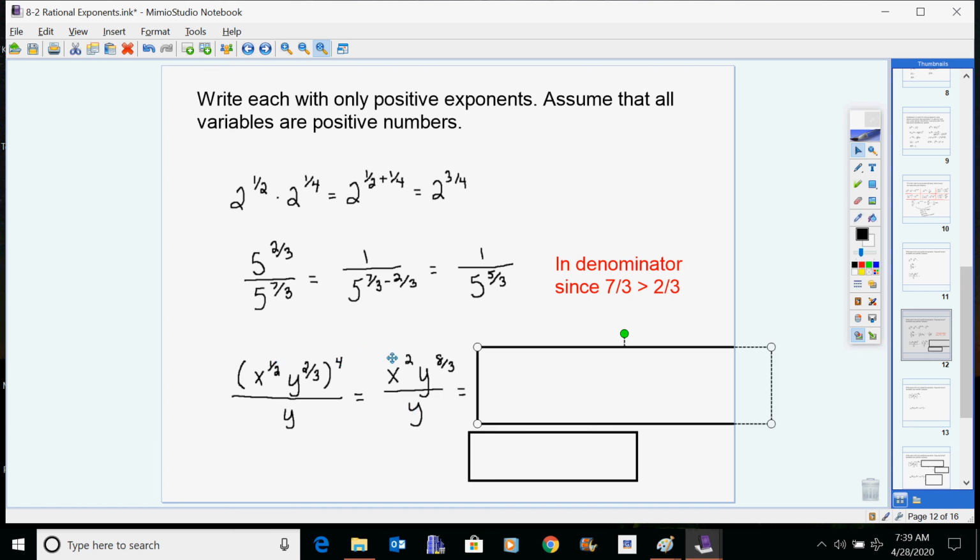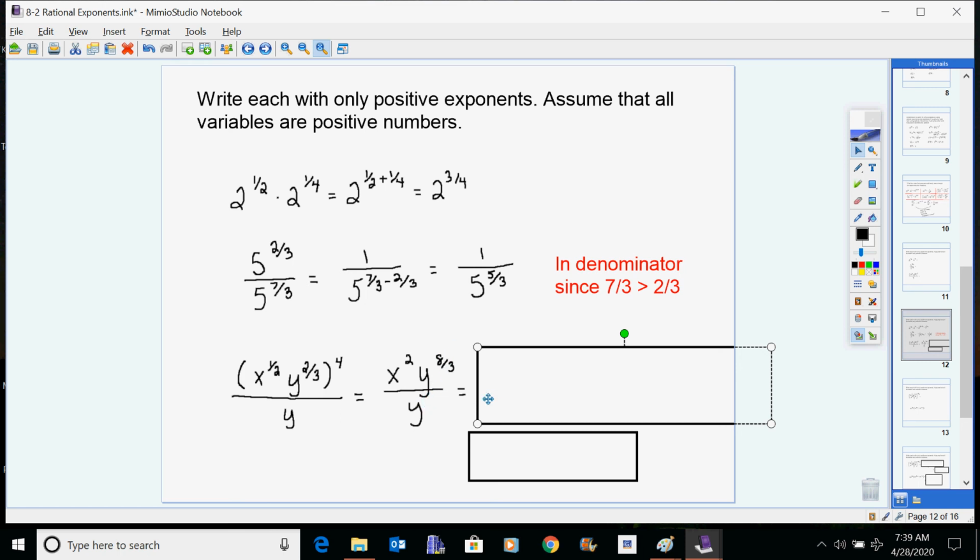4 times a half is 2. 4 times 2/3 is 8/3. Then we need to deal with the fact that we've got two y's, a numerator and a denominator y, and this is part of a product. So you need to subtract your exponents here.